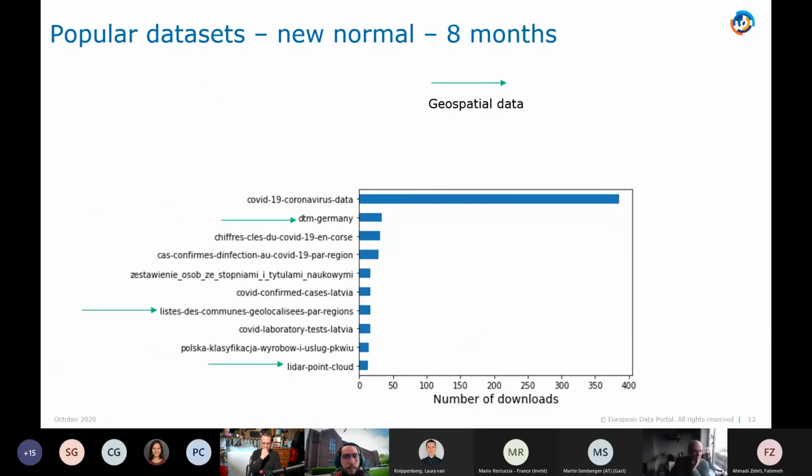If we move now to the popular datasets during new normal, I highlight here it's an 8 months period, so it's slightly shorter. We still see the interest in geospatial data. There are three datasets that are geospatial, not exactly the same, except the digital terrain models for Germany. And most of all the others are COVID-19 related datasets. We see here that this one in particular was very much more popular than the others.